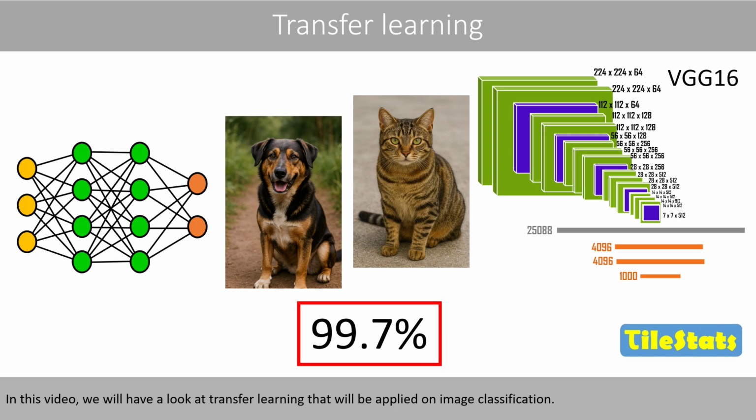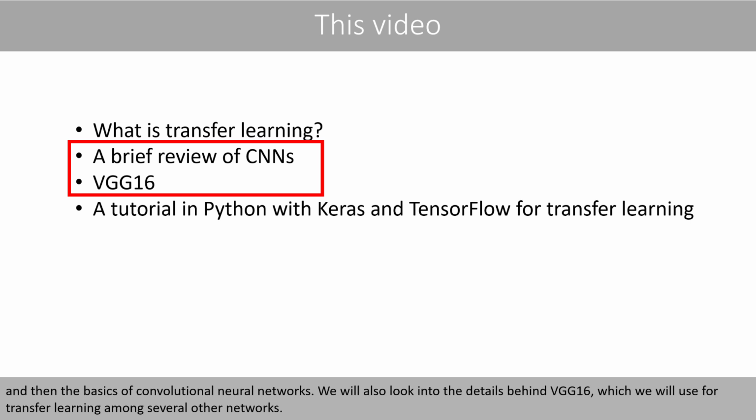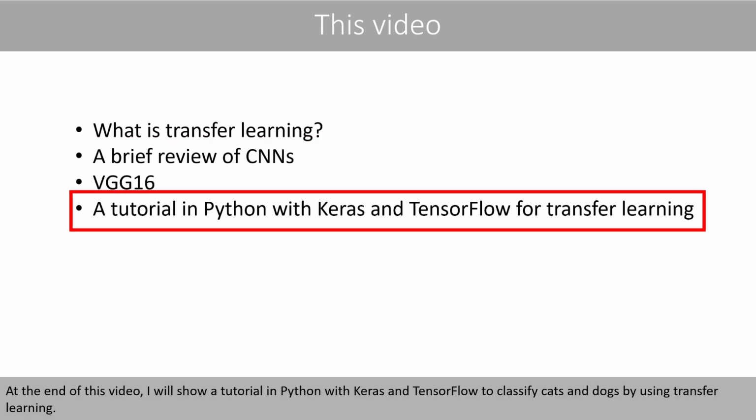In this video, we will have a look at transfer learning that will be applied on image classification. I will first explain what transfer learning is, and then the basics of convolutional neural networks. We will also look into the details behind VGG16, which we will use for transfer learning among several other networks. At the end of this video, I will show a tutorial in Python with Keras and TensorFlow to classify cats and dogs by using transfer learning.